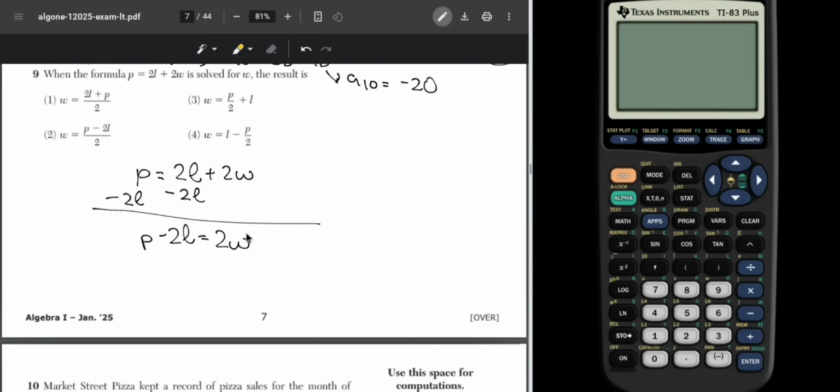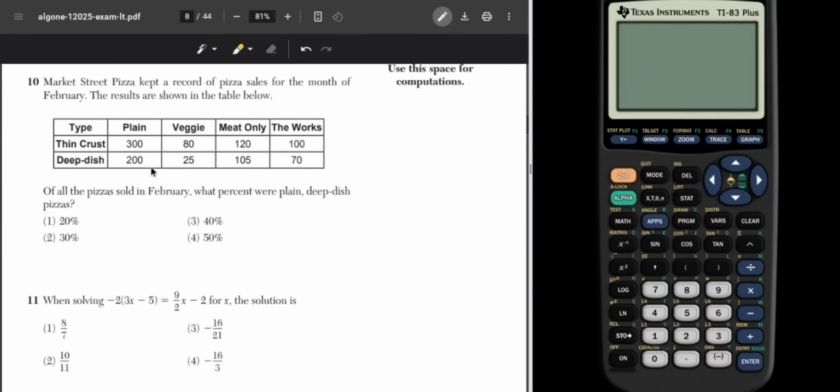Now, 2 is attached to W through multiplication. The inverse of multiplication is division, so to isolate W, I'm going to divide by 2. So then my final answer of solving for W is going to be P minus 2L over 2 is equal to W. And that is going to be answer choice number 2.